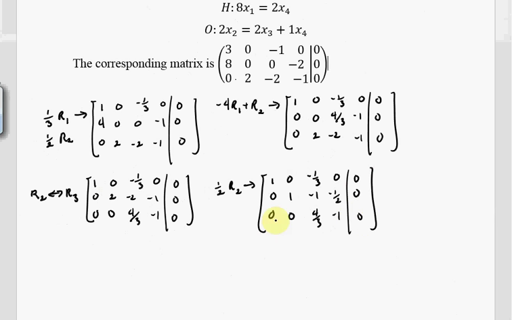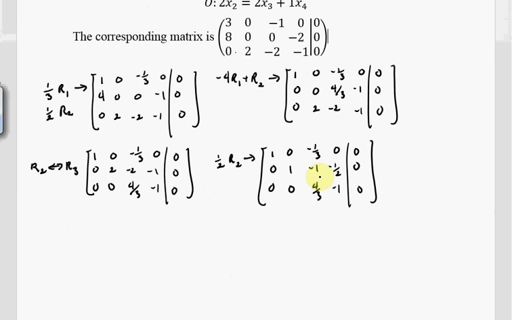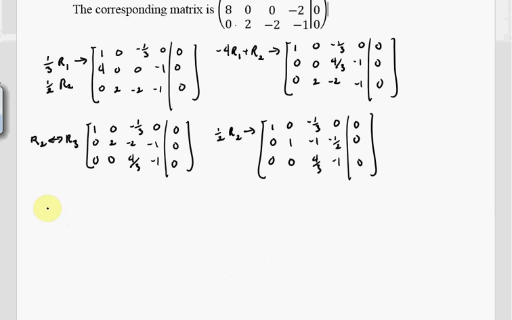So column 1 is fine. Column 2 is fine. Now we have to get a 1 here at A33 and get zeros above it, and then simplify the system from there. So let's do this. Let's say 3/4 times row 3.